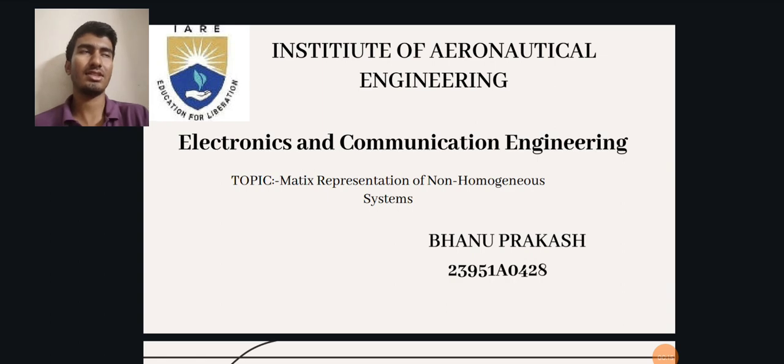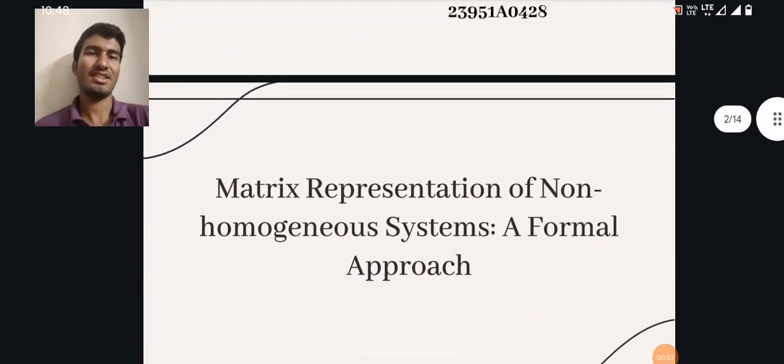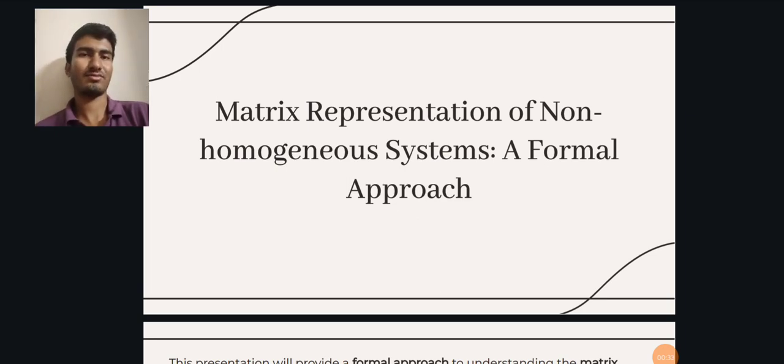Matrix representation of non-homogeneous systems, a formal approach.